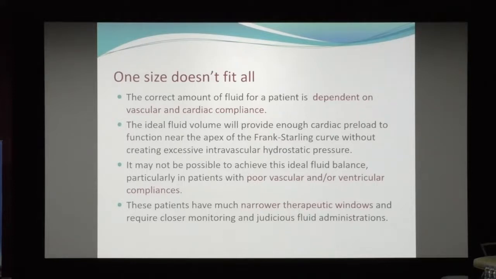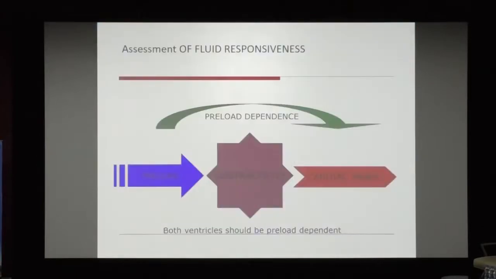Especially a patient who has poor vascular and ventricular compliance, a patient who has poor LV function, or ARDS patients, where the ideal fluid balance is not fixed, and it should be achieved very precisely, with a precise calculation. They have very narrow therapeutic windows, during which giving maybe a few 100 ml or 200 ml of excess fluid may lead to increased hydrostatic pressure and excessive fluid overload. So you need to remember the statement: one size doesn't fit all patients.